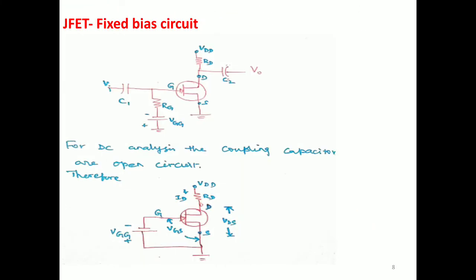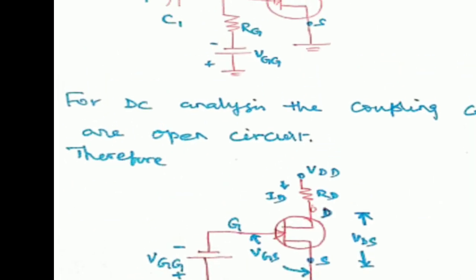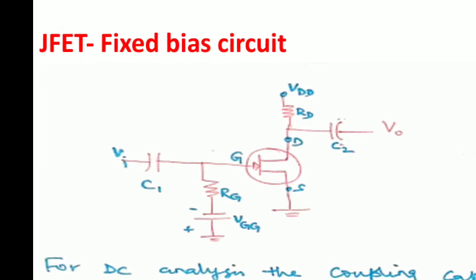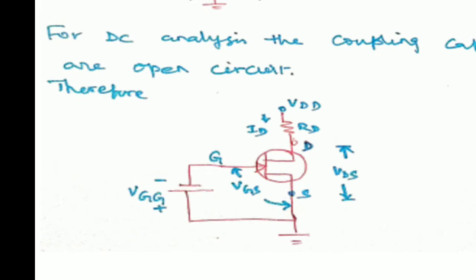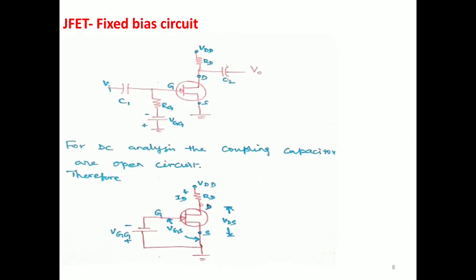Let us move on to the first one, fixed biasing. Here a small voltage is applied to the gate terminal. RG is connected to the gate terminal and your RD is connected at the top to the drain terminal. There are 2 capacitors. For the DC analysis, these two capacitors are open circuited. So this is the simplified circuit diagram of your fixed bias circuit.